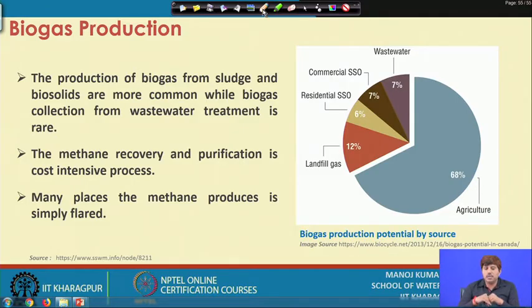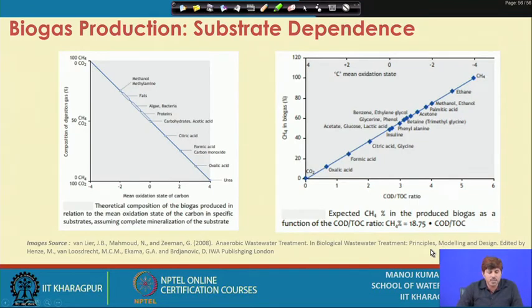If you see the biogas production potential across different sources, a significant part, around 7%, can come from wastewater, but this includes sludge also, with the majority coming from agricultural waste. So, there is a significant potential for generation of biogas from wastewater as well, but the financial viability of such systems should be investigated properly. Now, biogas production largely depends on the type of substrate being used.